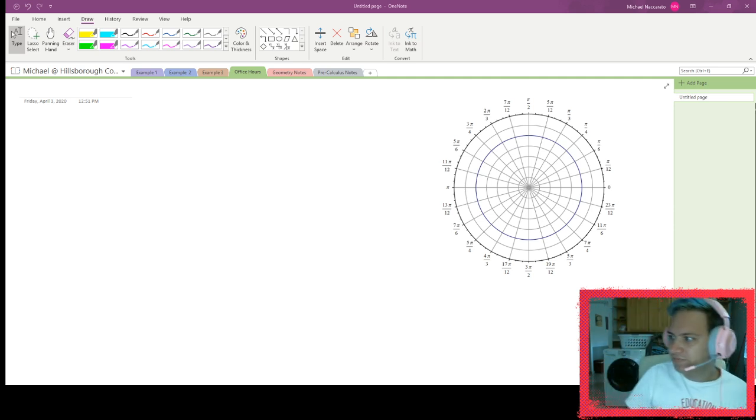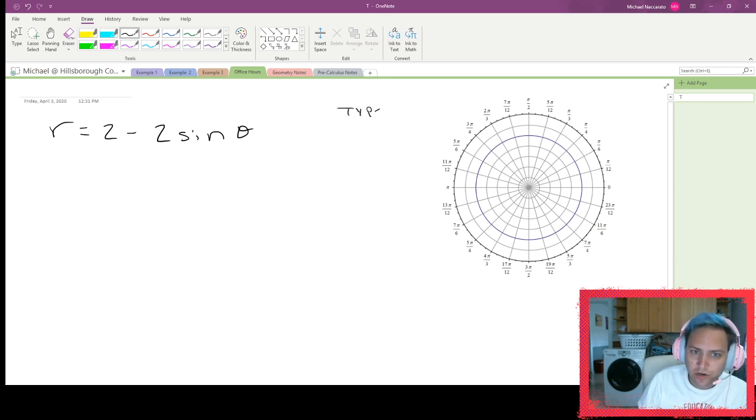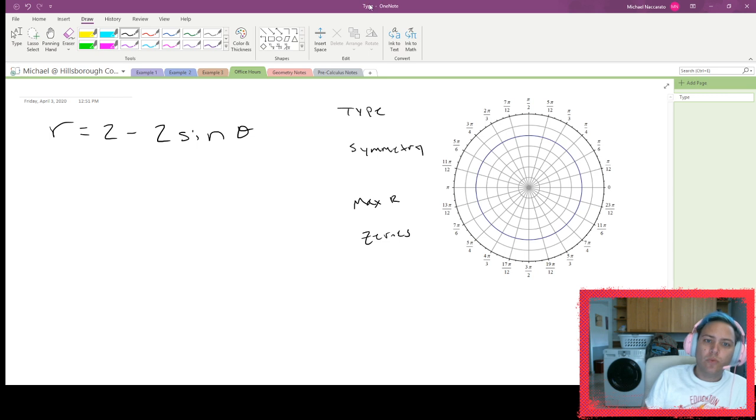Let's start with number 1, or this first one here. So if I had something like r equals 2 minus 2 sine of theta, and I wanted to determine a few things: first the type of curve, its symmetry, its max R value, and its zeros. One of the first things I need to figure out is what kind of graph this is.